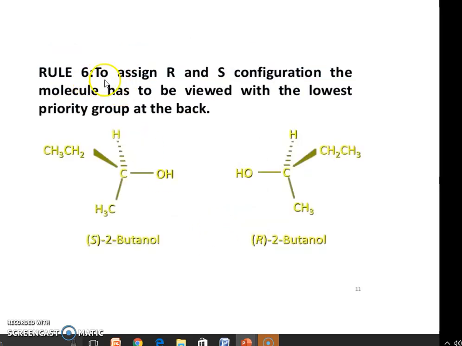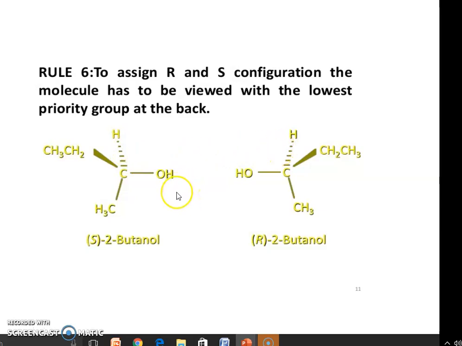After this, rule number 6 is to assign R and S configuration after deciding the priorities. The molecule has to be viewed with the lowest priority group at the back. So to assign R or S configuration, the lowest priority group should be viewed from the back side. Say for example, this is butanol. You can see the lowest priority group in this case is H.